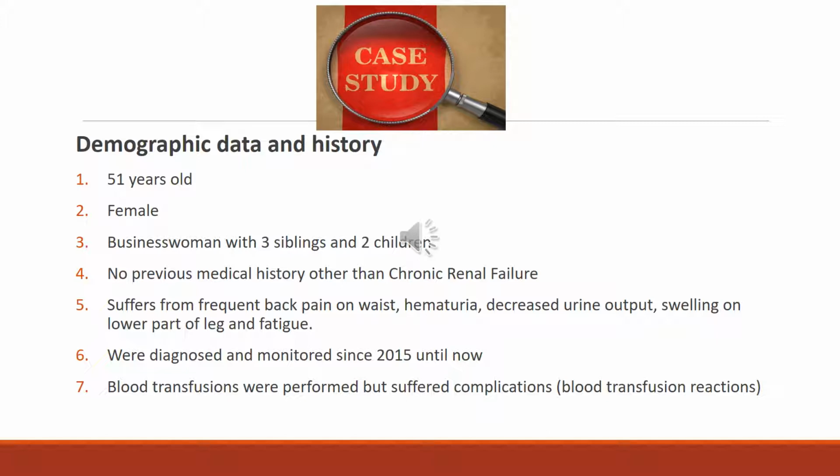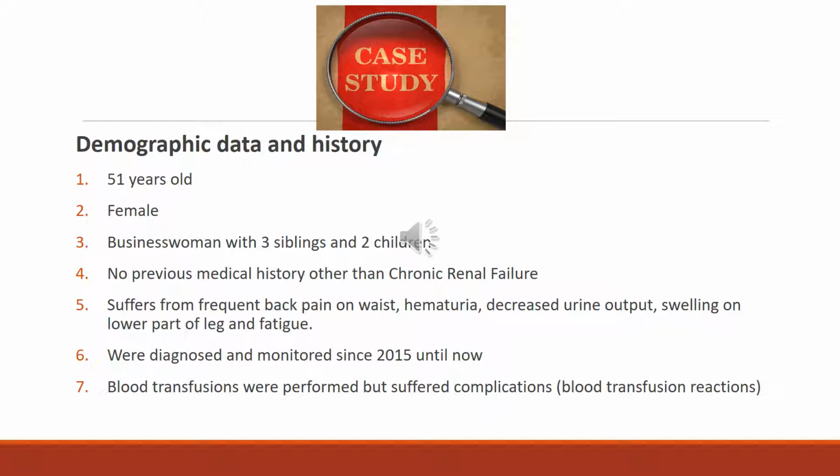Now I'm going to talk about the case study. Firstly is demographic data and history. The patient is a 51 years old female with demographic background of a Muslim religion and works as a businesswoman in Klang Valley. She has three siblings and two children and no previous medical history other than chronic renal failure.